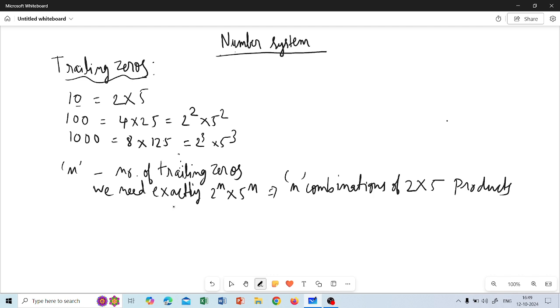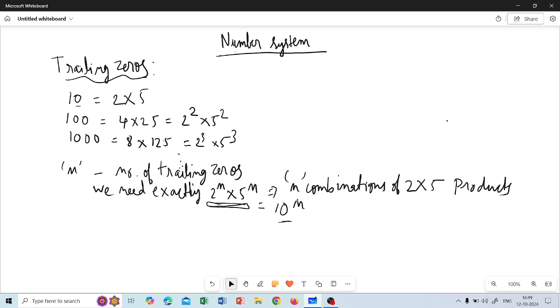So we want to express any number in the form of 2 power n into 5 power n, so that this product will give 10 power n. So there are n number of trailing zeros, right? So this is the logic we are going to use to solve the questions.